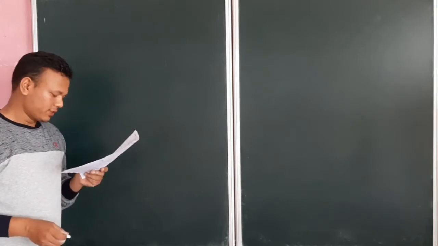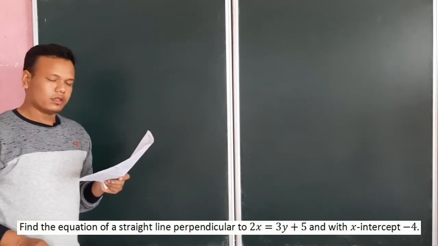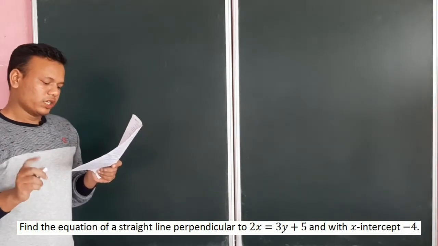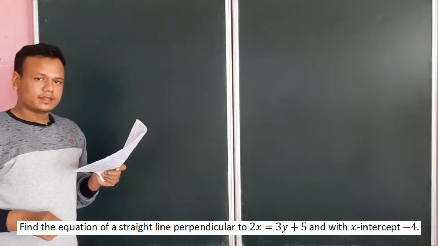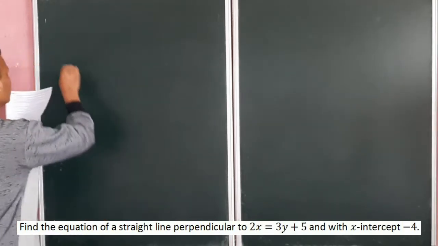Let's move on to question number 17. Question 17 says, find the equation of a straight line perpendicular to 2x = 3y + 5 with x-intercept equal to -4. Okay, so the given line is question number 17.